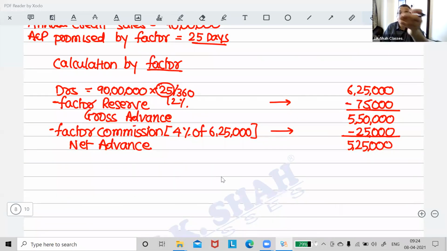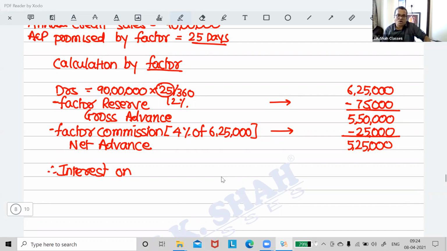Arey, my dear friends, this 25,000 is for 25 days, proportionate. For the whole year, it will be 360. Calculating on the calculator: 25 days, 25,000; 360 days, how much? Calculate 360 divided by 25 times 25,000, and the annual commission will come to 3,60,000.